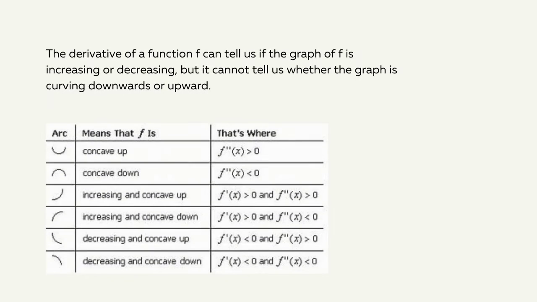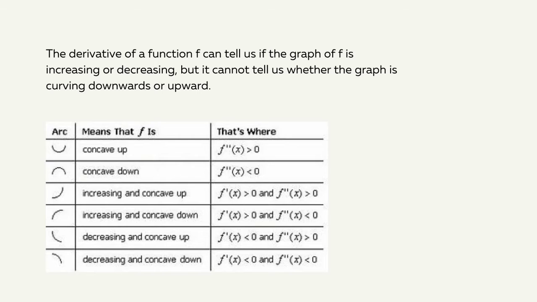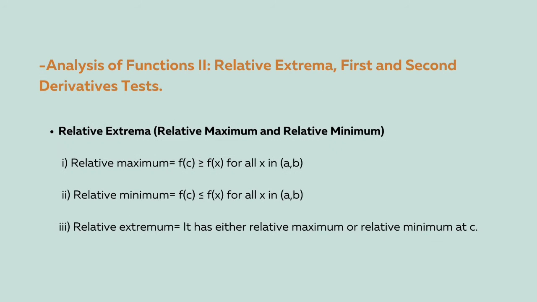The derivative of a function f can tell us if the graph of f is increasing or decreasing, but it cannot tell us whether the graph is curving downwards or upward. So this is the picture on how we can determine the concavity of a graph. Second, we have analysis of functions 2.